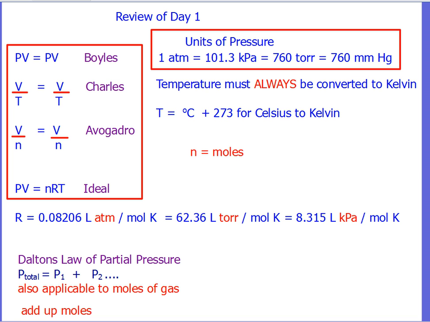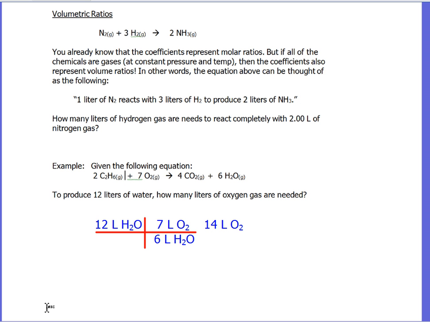Alright, let's look at the next part of the notes, which is pretty easy. Volumetric ratios. These balanced equations also represent moles, we would say 1 mole plus 3 moles produces 2 moles. But you could also take those ratios and apply them directly to volumes. You could say 1 liter of nitrogen reacts with 3 liters of hydrogen to produce 2 liters of ammonia.